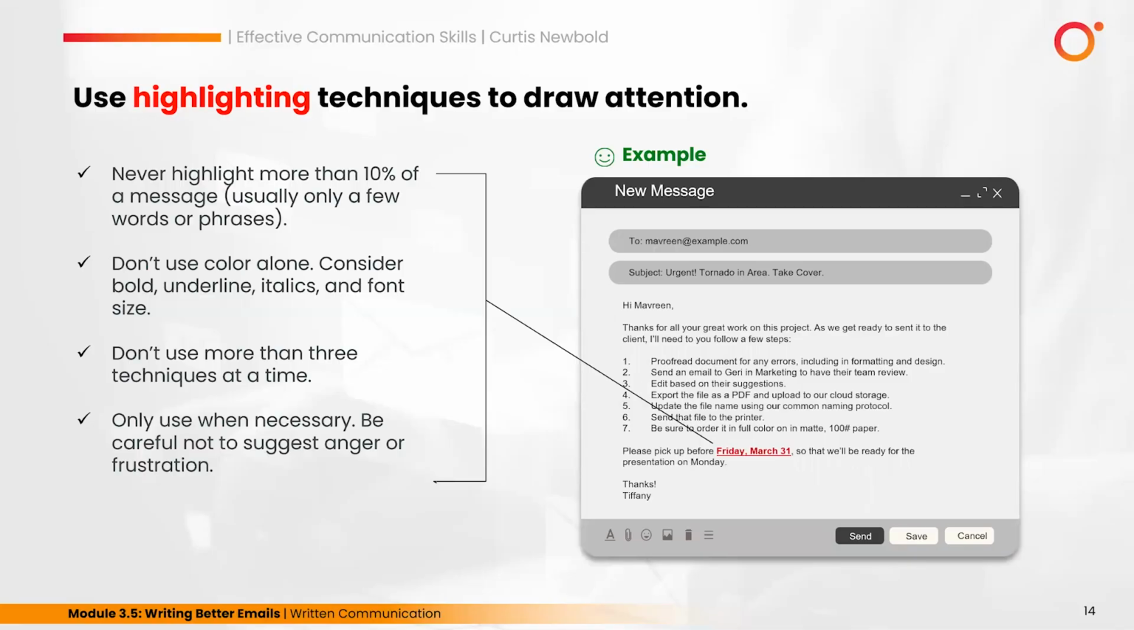But you'll see here in this example the benefit of using some highlighting techniques. If you have an important date that you need people to pay attention to, you make it red, you make it underlined, you make it bold. That draws attention. It helps them know that this is important. Again, 1 or 2 maybe phrases or concepts in an email when there's something important. Draw attention using highlighting techniques.